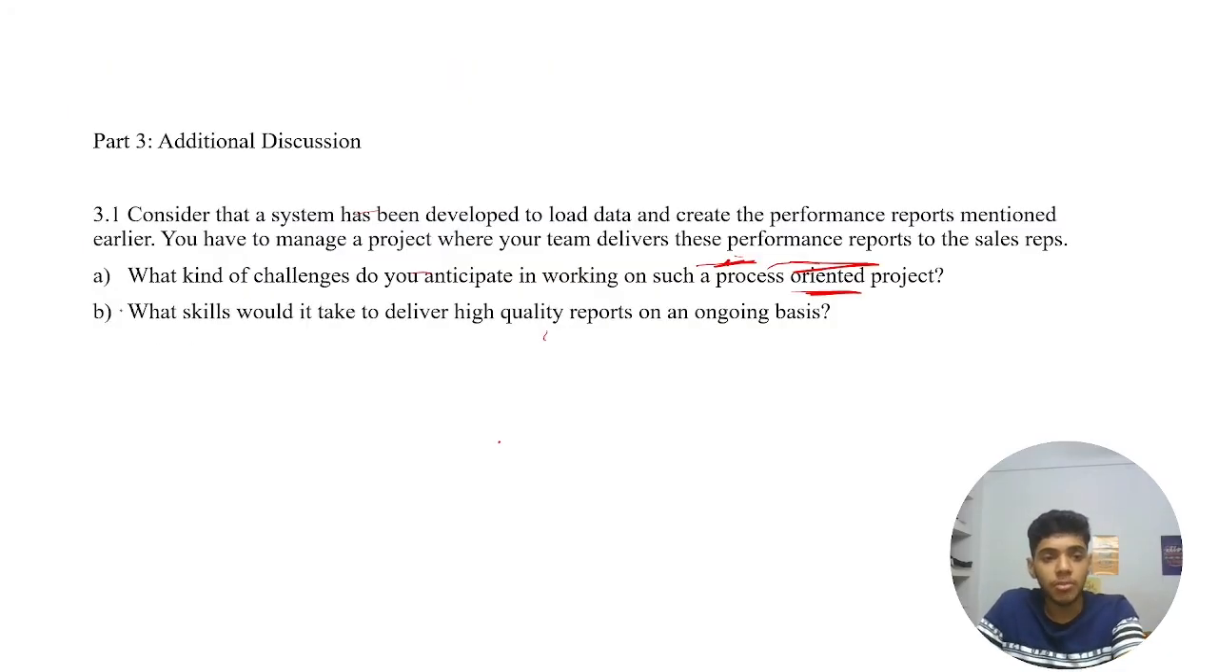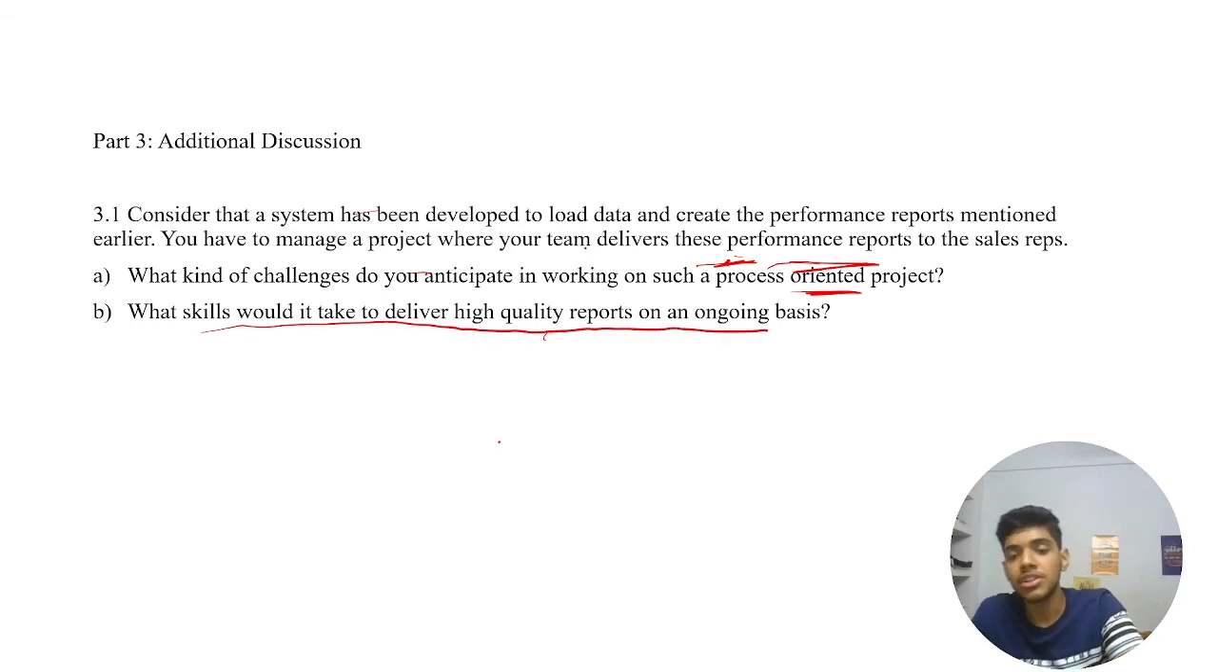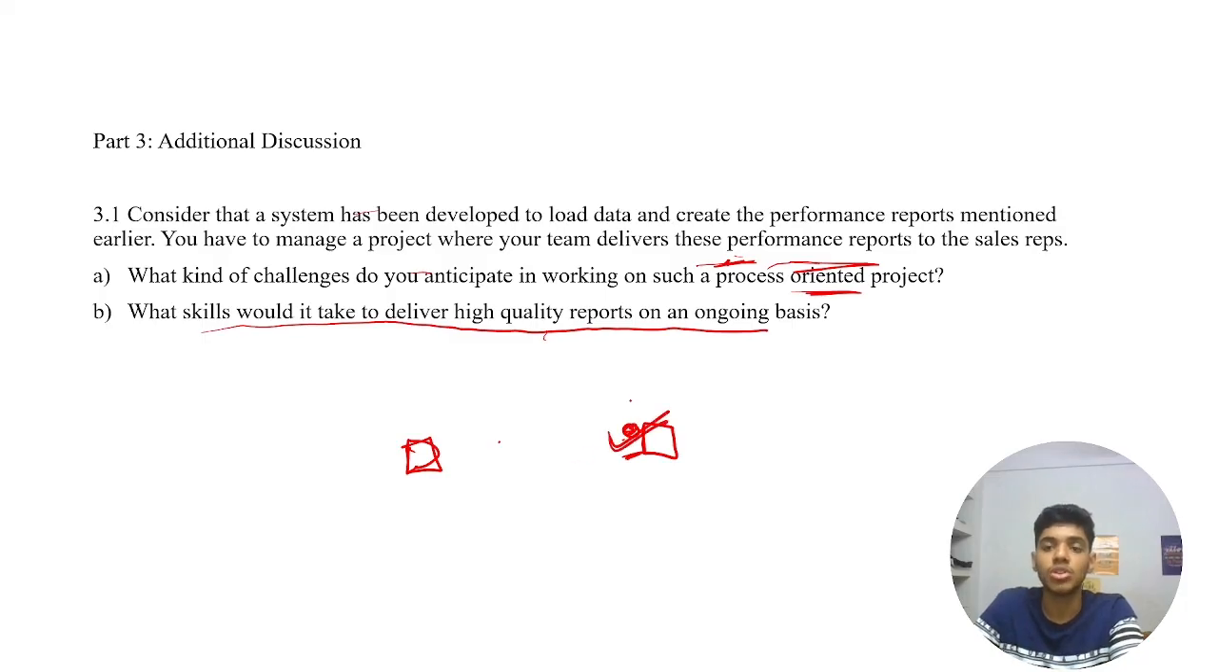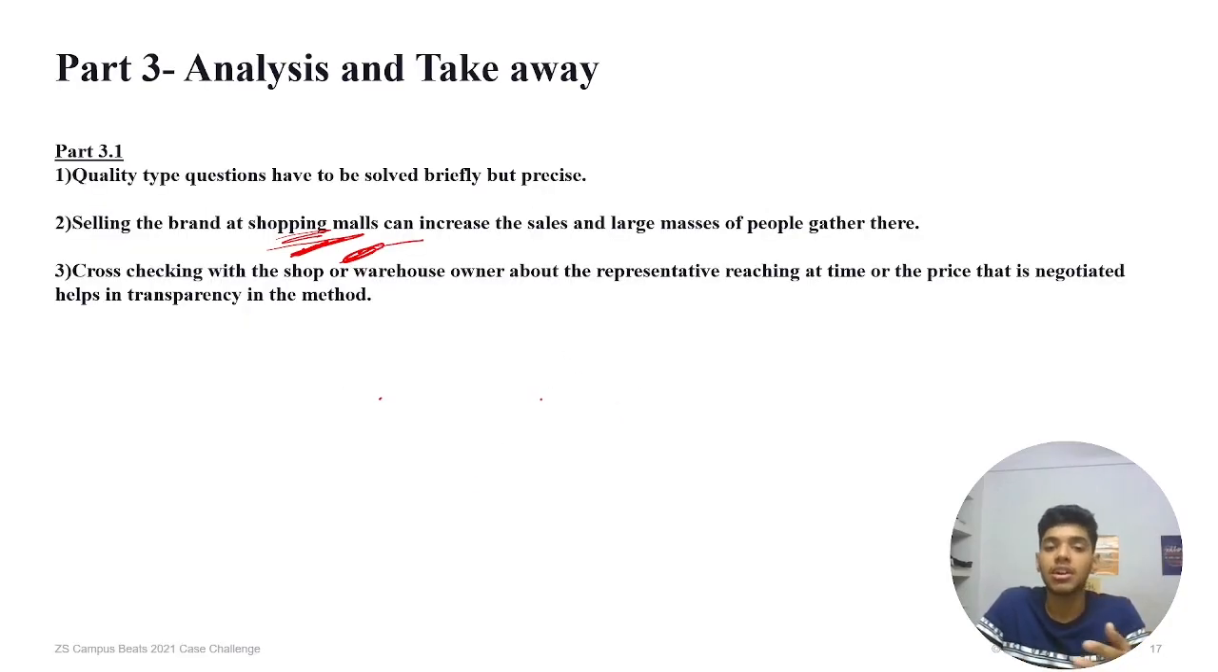Also for 3.1b, they asked what skills it would take to deliver high quality reports on an ongoing basis. Normally the skills would be like we should gather information. Information is key. From these reports we can not only gather information about sales representatives, we can also gather information about different regions, how the shop is working in that region, and if the shop is popular in that region. In one region, one shop might be very popular and another shop not so popular. So it is our loss if we convince the unpopular shop to sell our product. So we should also gather information about that region, what kind of people live there. This should help us to gain more profits.